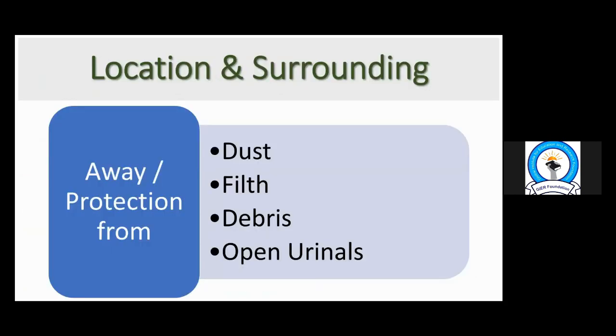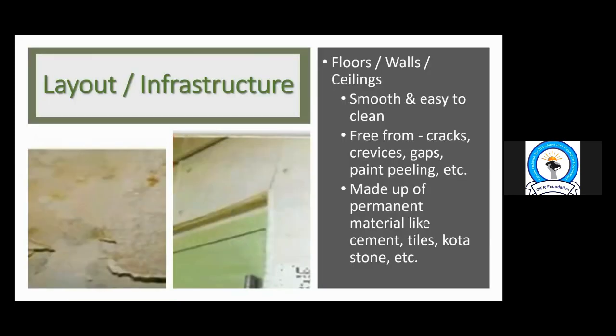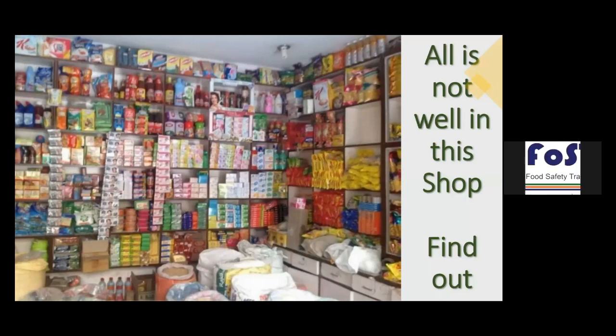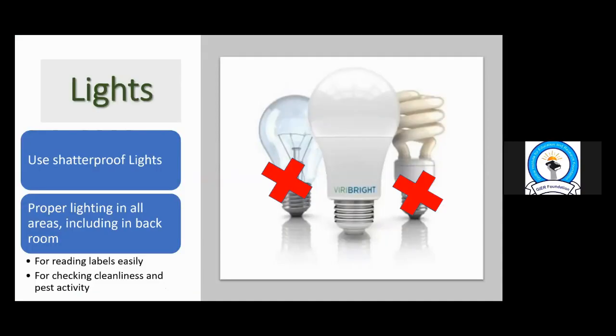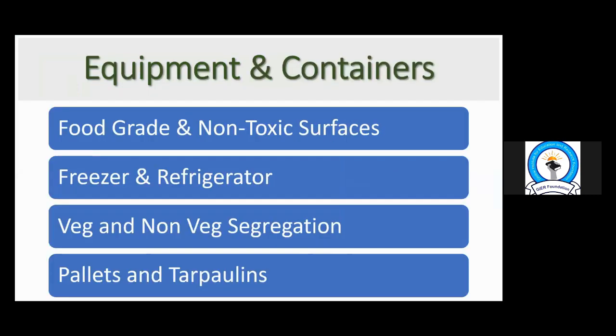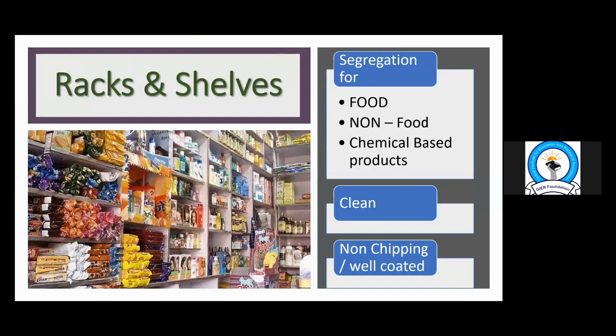Now we have spoken about location and surroundings, walls, floors, ceilings, counter and work table, lights, ventilation, and equipment and containers. Now how to put all your food items onto the racks? First of all, racks must be clean and smooth. No paint or anything should be chipping out. No sign of fungus or dirt should be there. Should be well coated.